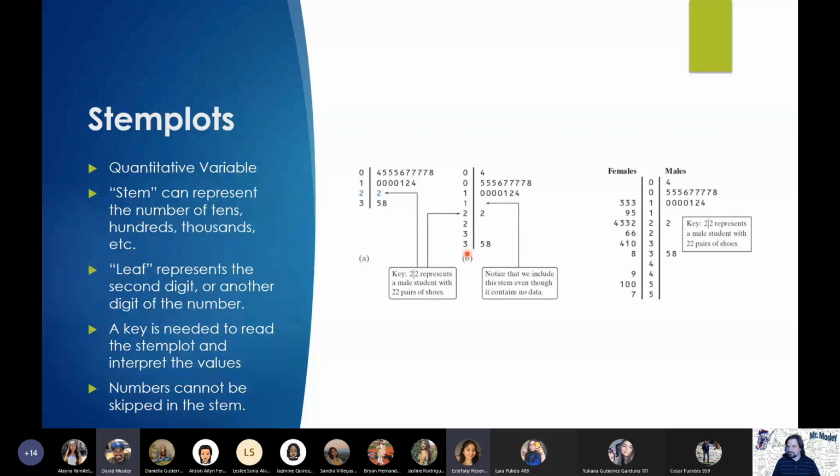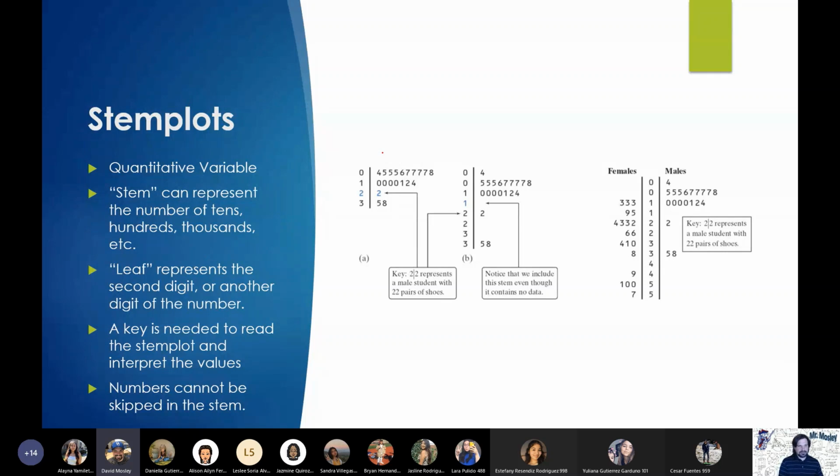Stephanie: I was kind of confused on the row for 0 that has different numbers, like 4, 5, 5. Is that how many zeros there are, or is that the amount of? So that's what we need the key for. The key tells us for this stem plot, let's look at stem plot A. The blue numbers here represent someone with 22 pairs of shoes. So in this case, the stem represents how many 10s I have and then how many 1s.